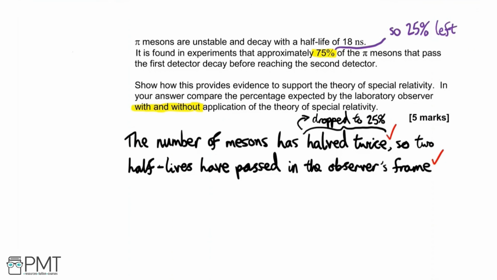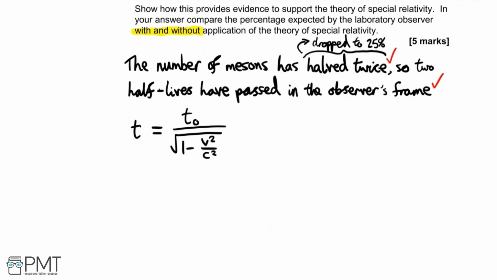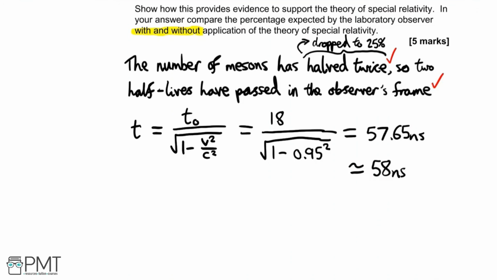So if we use the time dilation formula, now you'll notice that v squared over c squared is the same as v over c as a fraction all squared, and we know that v over c is going to be 0.95 because it's the speed of the muons as a fraction of the speed of light. So it's going to be 0.95. So we can rewrite this. And when we make that calculation, we end up with approximately 58 nanoseconds, which is the half-life of the pi meson in our own frame of reference. Now, for making that calculation and getting the correct answer, you would get another 2 marks. So that's 4 marks out of the 5.